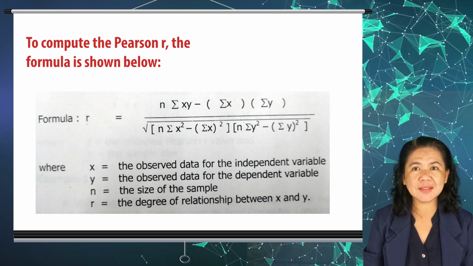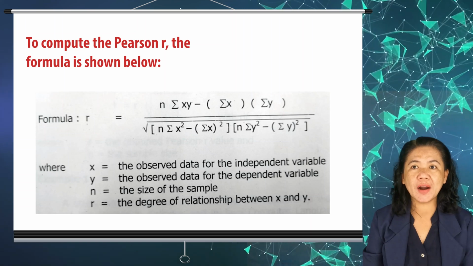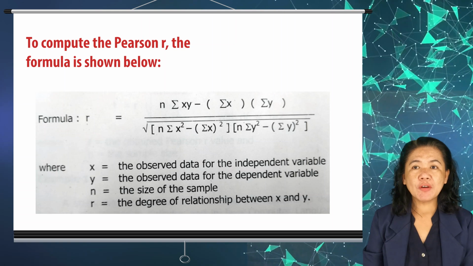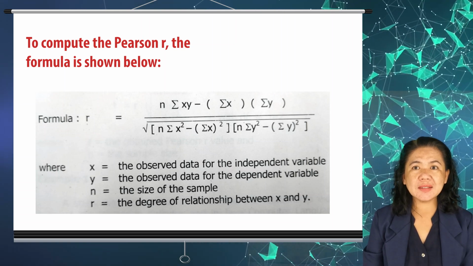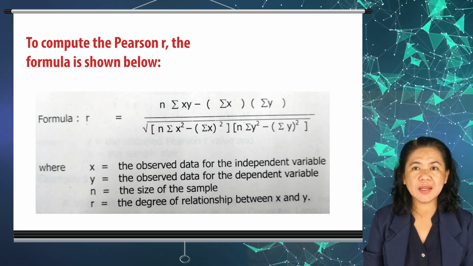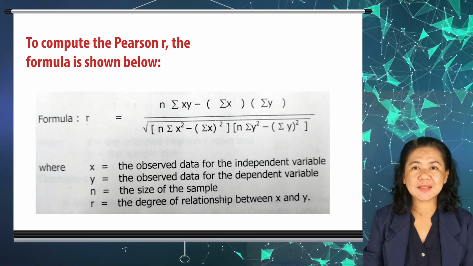Where x is equal to the observed data for the independent variable, y is the observed data for the dependent variable, n is the size of the sample, and r is the degree of relationship between x and y.